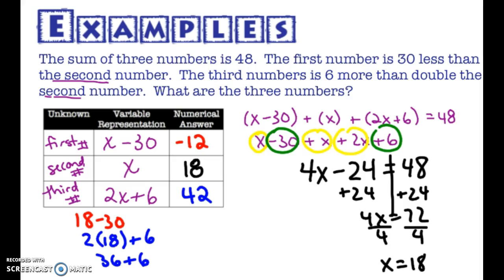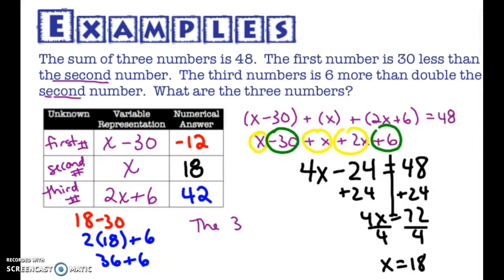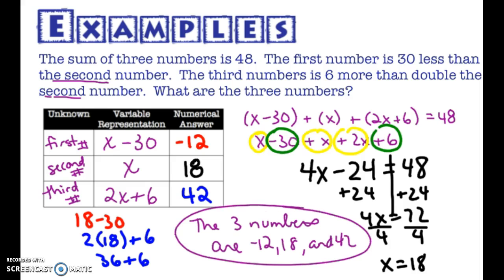I should double check if I add them. Negative 12 plus 18 plus 42. It really does add up to 48. So I can answer this in words. I'm going to say the three numbers are negative 12, 18, and 42. And these fit all the characteristics, so I'm done.